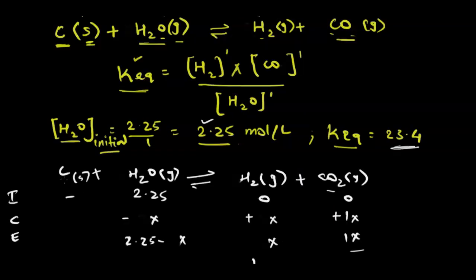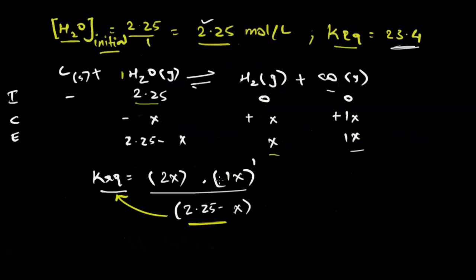So we rewrite this equation. Carbon solid reacts with water gaseous, giving us hydrogen gaseous and carbon monoxide gaseous. We have to make the ice table. Initial concentration of water is 2.25. Initial concentration of hydrogen and carbon monoxide is 0. Change is minus 1x because the stoichiometry is 1. Here it's plus x, plus 1x. Equilibrium concentration of water is going to be 2.25 minus x. Hydrogen is 0 plus x, which is x. Carbon monoxide is 0 plus 1x, which is 1x.